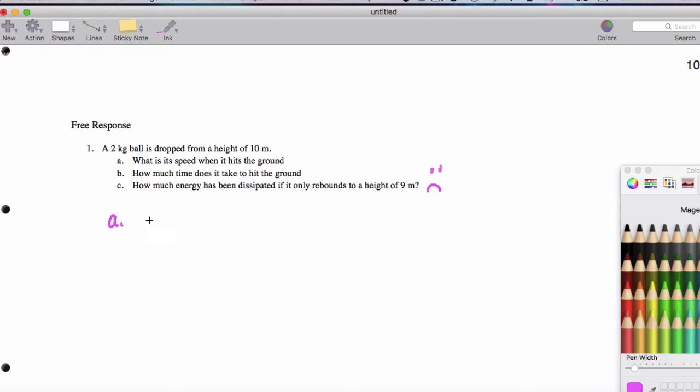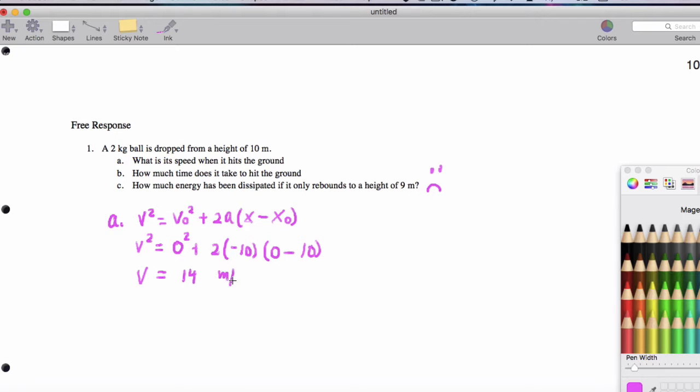So the speed when it hits the ground, v squared, is v naught squared plus 2a times x minus x naught. A very nice problem for us to do. It starts at the speed of 0 plus 2 times negative 10. Its final position is 0 when it hits the ground, and its initial position is 10. So we're going to get a speed of about 14 meters per second.